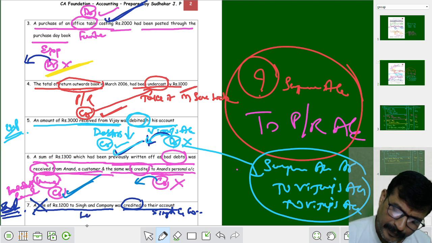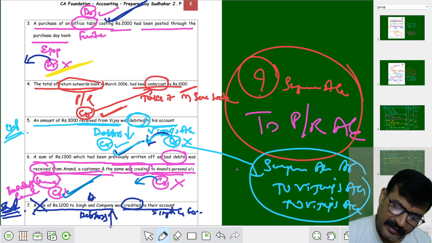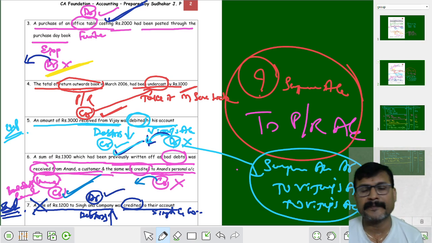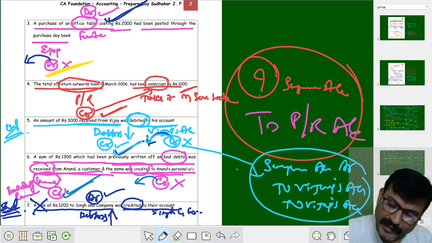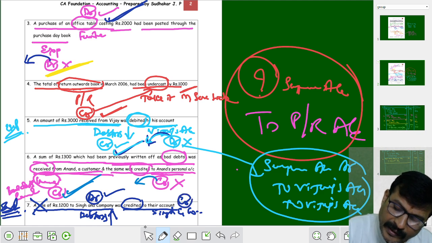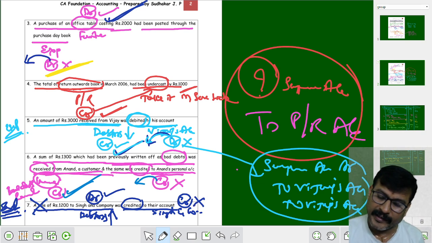Who is Singh and Company? Singh and Company is your debtor. When you sold, your debtors increase. A debtor is to be debited. But what have you done? You have credited Singh and Company. Crediting Singh and Company is a wrong credit. Then now what is your rectified entry?